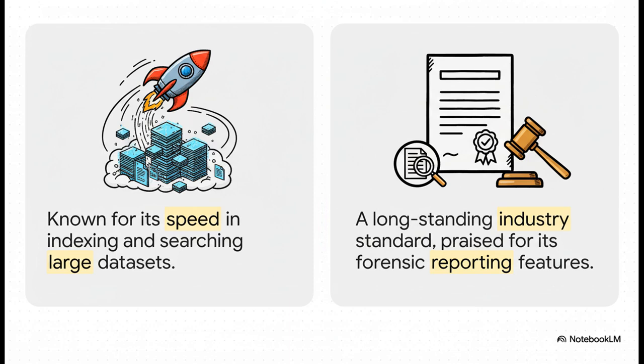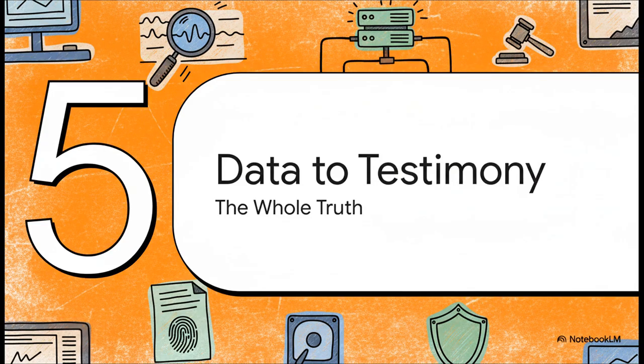Two of the heavyweights in this field are Forensic Toolkit, or FTK, and EnCase. Think of them like different brands of a detective's master kit. FTK is an absolute speed demon. Its real power is how fast it can index and search massive amounts of data. EnCase, on the other hand, is the long-standing industry standard, really prized for its deep, granular analysis and its ability to generate court-ready reports.